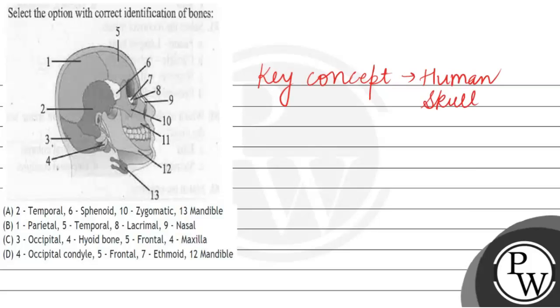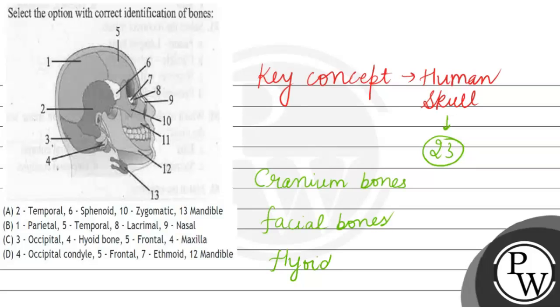There are total 23 bones that are present in the human skull. और human skull के अंदर जो bones include होती है, these bones are basically the cranium bones. These are facial bones. And along with them, a hyoid bone which is present in the throat.